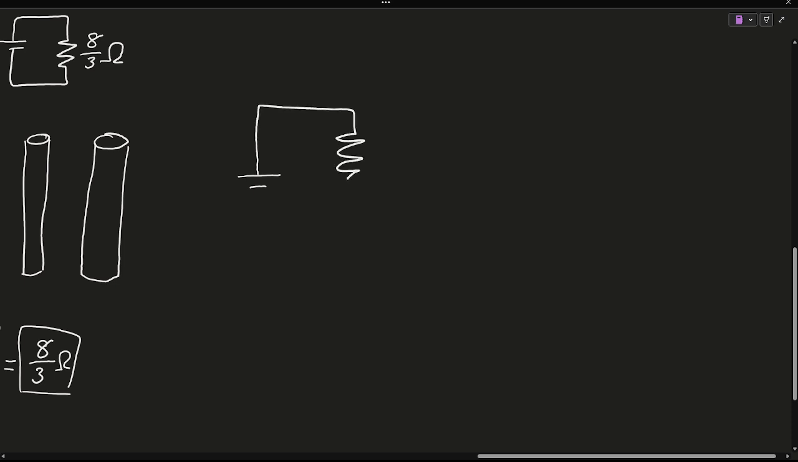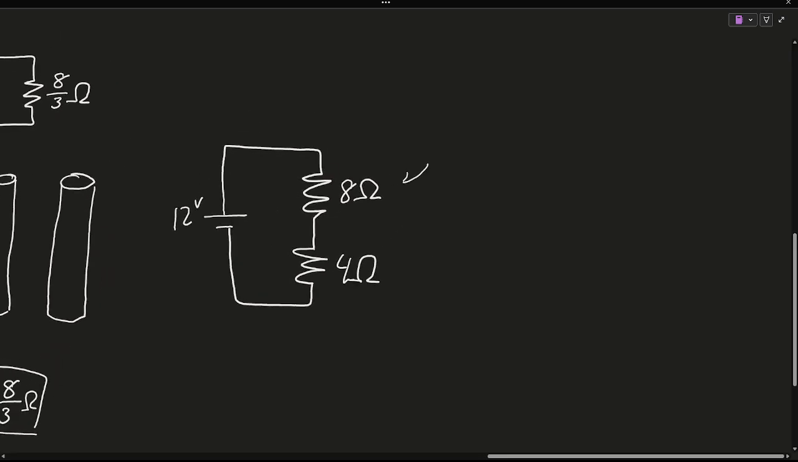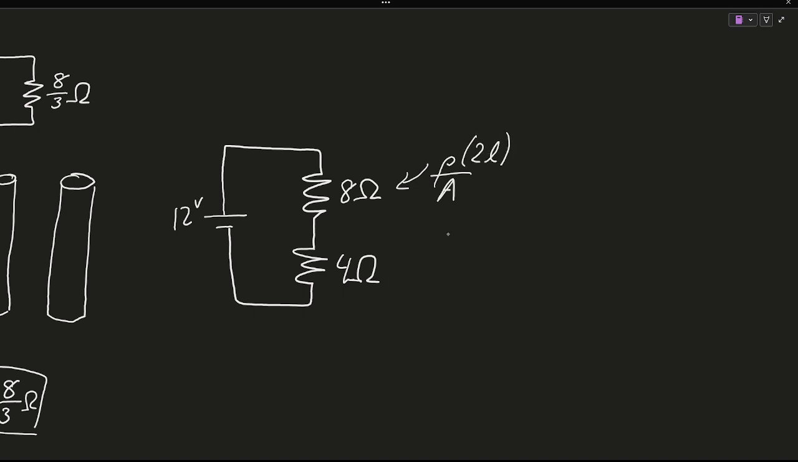So let's use the same numbers. Alright, so we have 12 volts, 8 ohm resistor, 4 ohm resistor. I'm going to do the same thing to kind of build an intuition. I'm going to define these conveniently. Let's say this is resistance rho, area A, and length 2L. This one is just rho L over A.